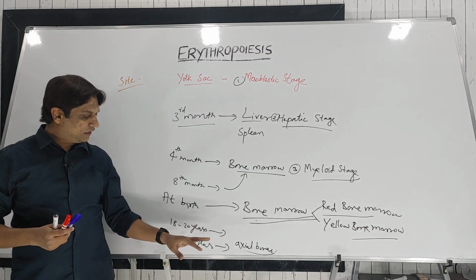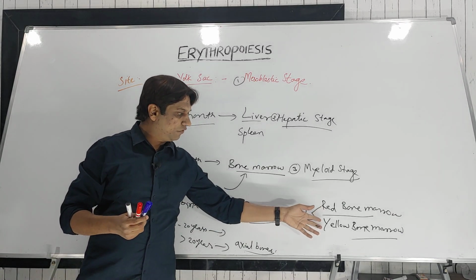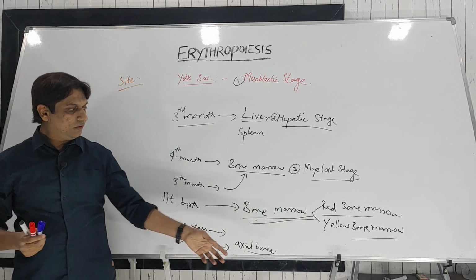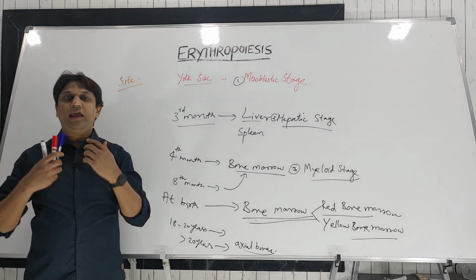That is, after the age of 20 years, 50% of the total bone marrow will be red and 50% will be yellow bone marrow. Yellow bone marrow is mainly in the long bones and red bone marrow in the axial skeleton.